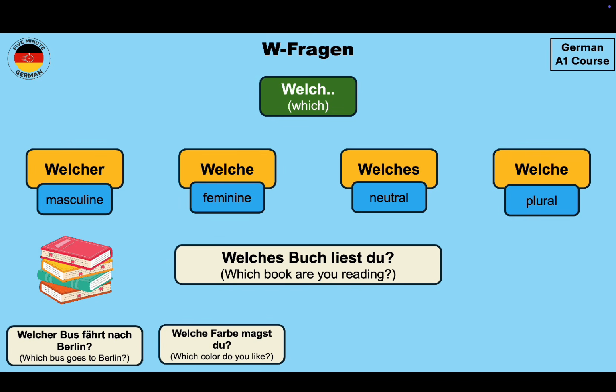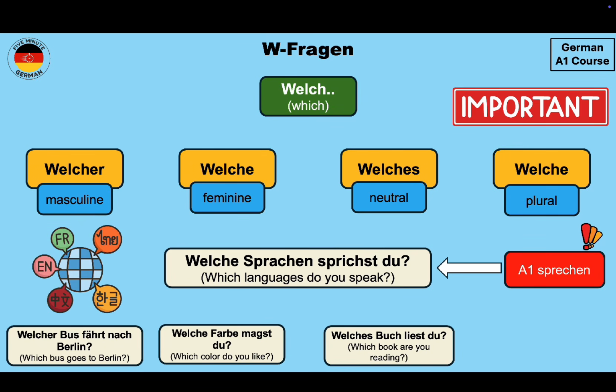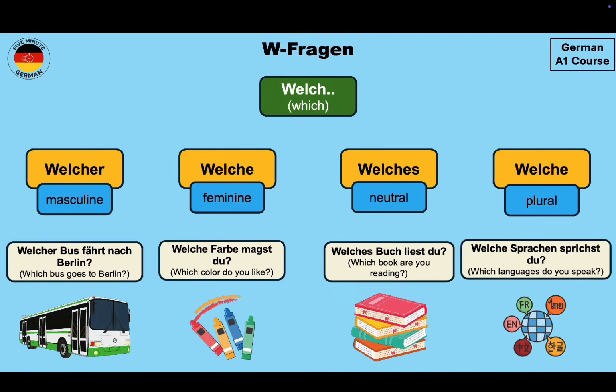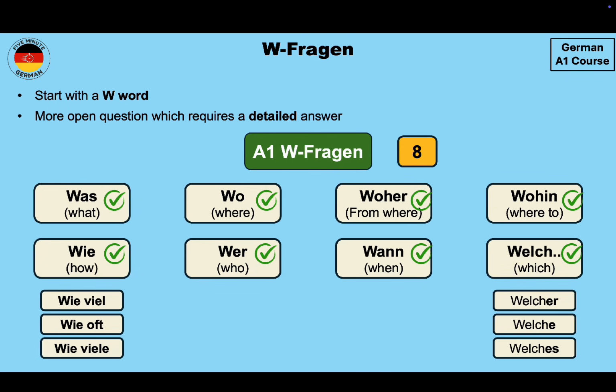And with welche, which is the plural form, we can say "Welche Sprachen sprichst du?", which means which languages do you speak. And this is also an important question because this is also part of the introduction in the A1 Sprechen part. So these are the different ways you can ask questions with welch. And with this we have done all of the W-Fragen which are part of the A1 German course.